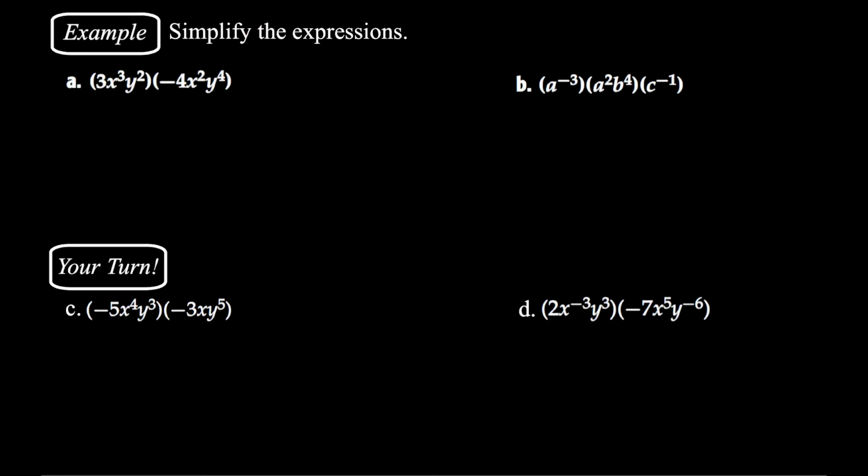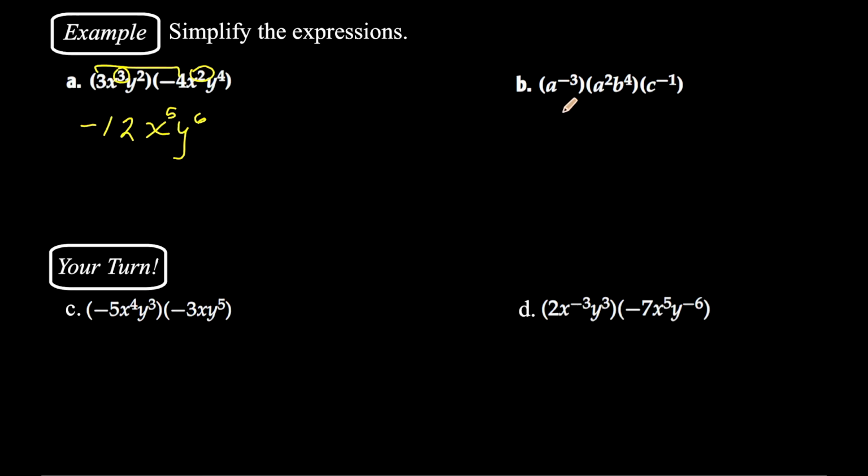So this says simplify the expression, so we want to get rid of all of our parentheses and any negative exponents. And so what we're going to do is multiply the number parts. 3 times a negative 4 gives us a negative 12. And then we're going to have an x term and a y term. We have x to the third and x to the second, and we're going to add those, giving us x to the fifth. And then we have y to the second, y to the fourth, giving us y to the sixth. So you can rearrange and reorder any of those as long as there's no addition or subtraction in there.